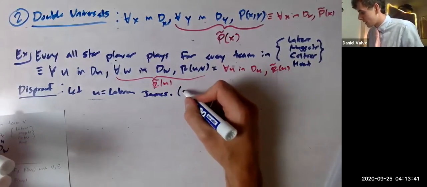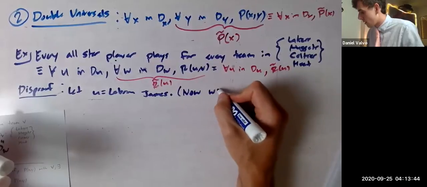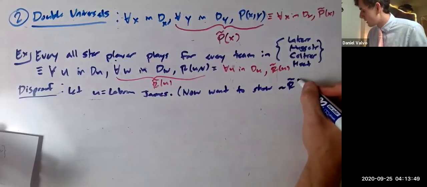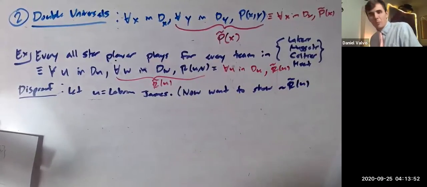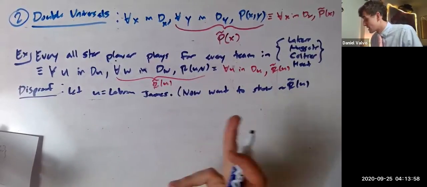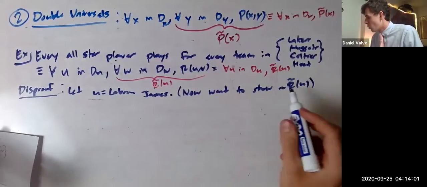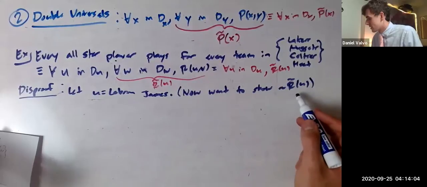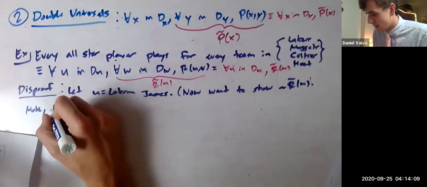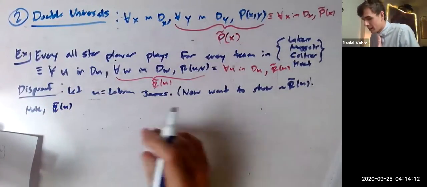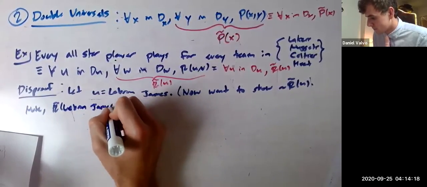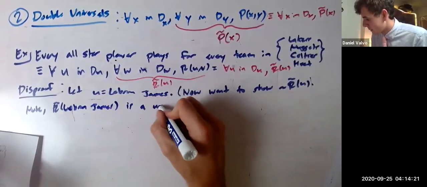Now here's where it gets interesting. We want to show that not R squiggly U. The way you disprove a for all statement is you show there does exist a player that doesn't satisfy the predicate. So we want to show that this player, LeBron James, makes this predicate false. But note, once you plug in LeBron James, R of LeBron James is a universal statement.